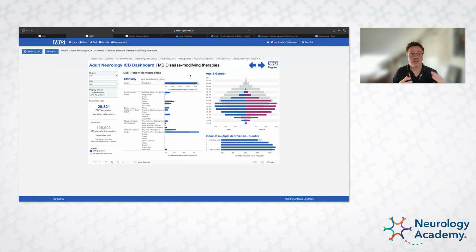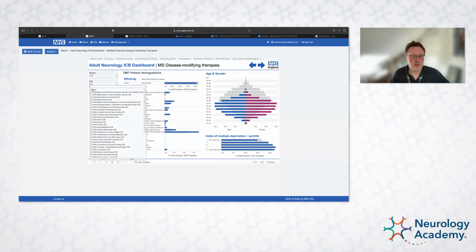So this is showing access to DMTs, but splitting it in terms of, for example, index of deprivation. If you look at the bottom right here, the difference in percentage on DMTs: for your most deprived parts of the population, 15% are on DMT. For your least deprived, it's 22%. So a significant difference. This is nationally, and then you can look at that for your own ICB. So Mersey.